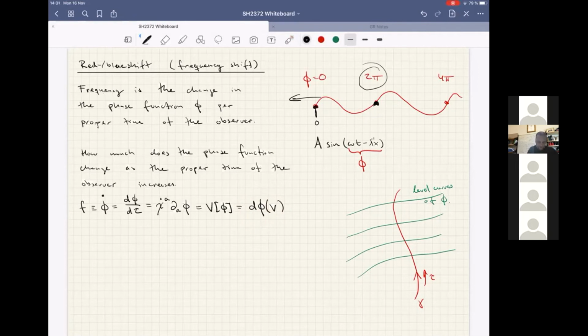Let me also just introduce what is called the four frequency n of the wave. That's the tangent vector corresponding to this d phi, just that I raised the index. So I'm going to define n^a as g^{ab} d_b acting on phi, which then means that the frequency f, well, that's the inner product of this four frequency n and the forward velocity of the observer v.